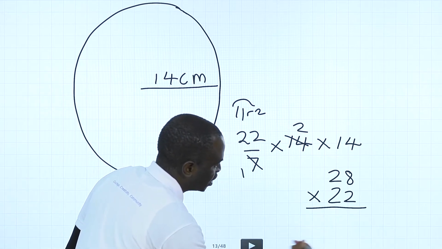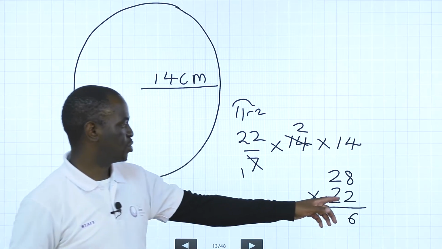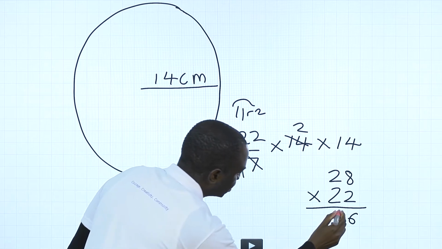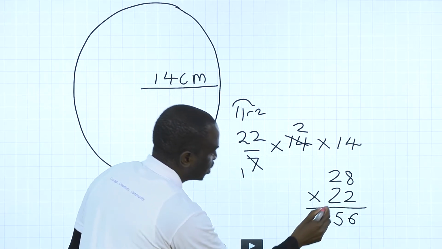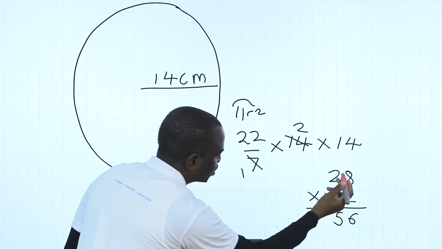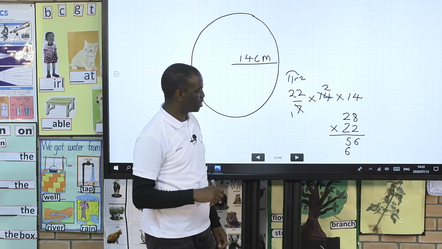2 times 8 will give us 16. We are going to carry 1. 2 times 2 will give us 4, plus the 1 that we carried will give us 5. Then we go to the second column and continue multiplication. 2 times 8 will give us 16. And then we carry the 1.